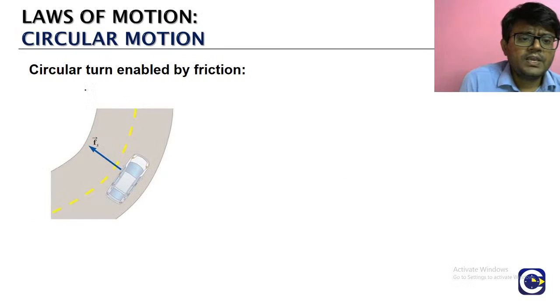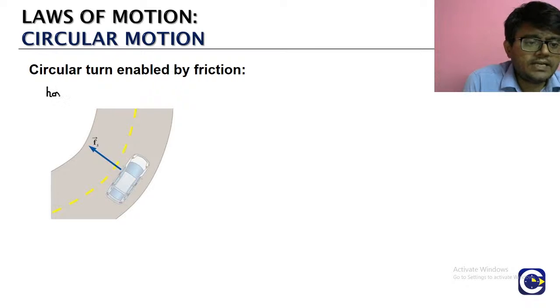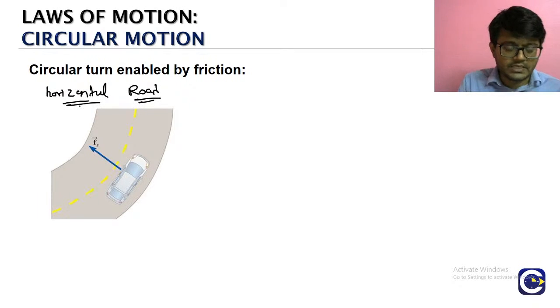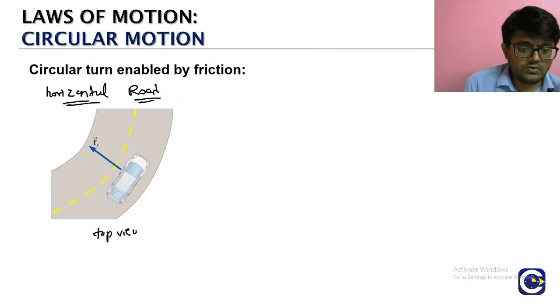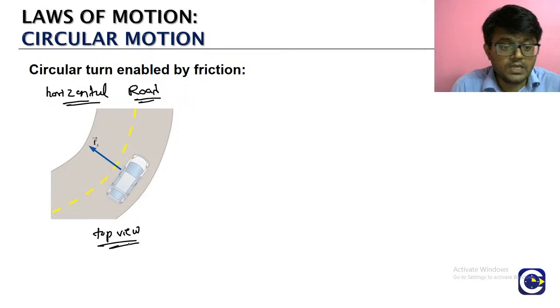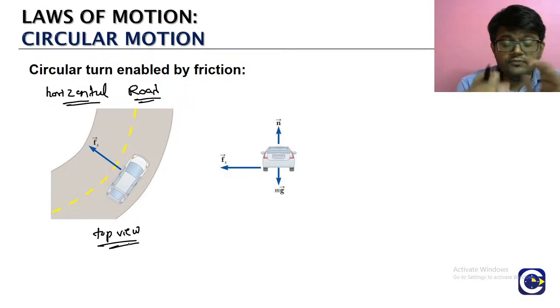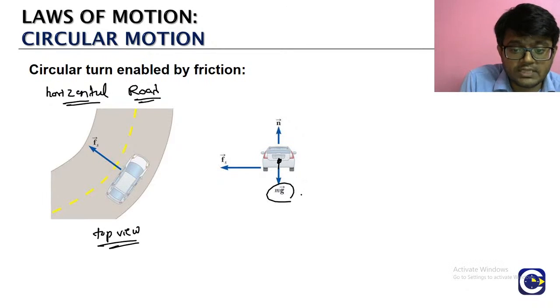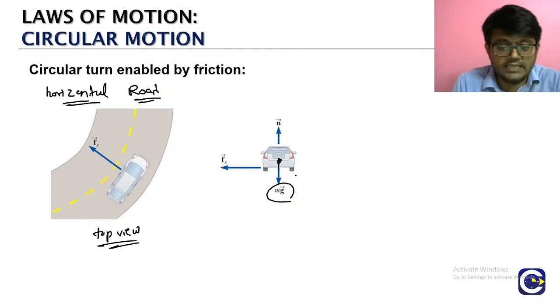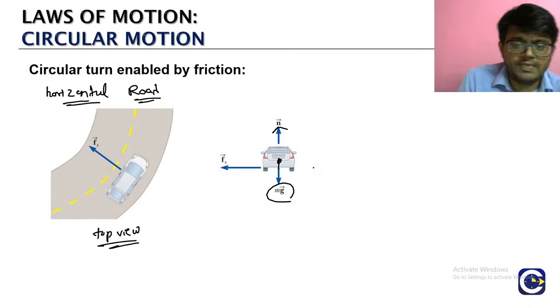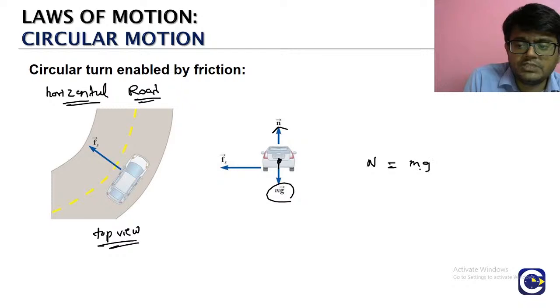So look at it. If you have a horizontal road, and we are trying to take a turn on the horizontal road. This is the top view. What you're seeing is actually the top view. Now let us look at the side view. When you see it from sideways, this is how it will look. There will be weight acting on the car or vehicle, whatever you take, that will be downwards. There will be the normal reaction. Vertically there is no motion, which means the normal reaction is equal to mg.